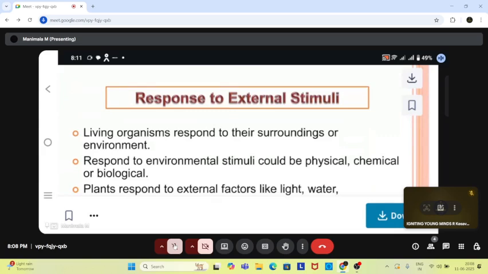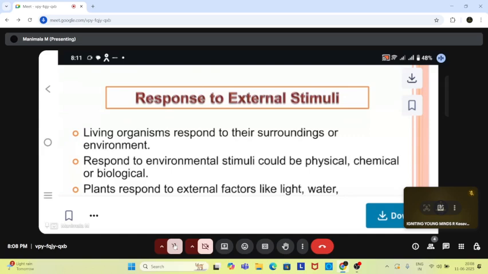And the next one is response to external stimuli. We already said that we respond to environmental changes, the environmental stimulus. In our body we have a nervous system. With the help of the nervous system, the stimulus is carried to our brain and spinal cord. Based on that, we respond to it. Also in our body we have receptors, five receptors.